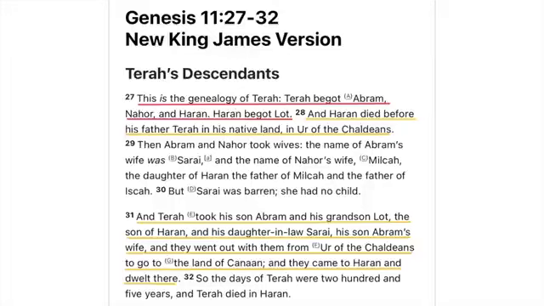This is the genealogy of Terah. Terah begot Abram, Nahor, and Haran. Haran begot Lot. And Haran died before his father Terah in his native land, in Ur of the Chaldeans.